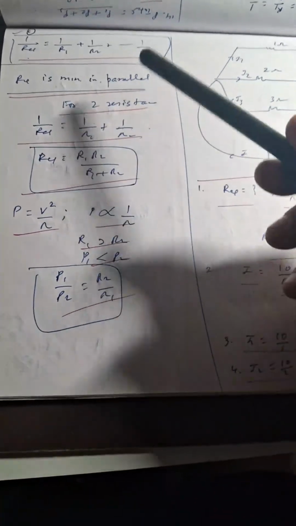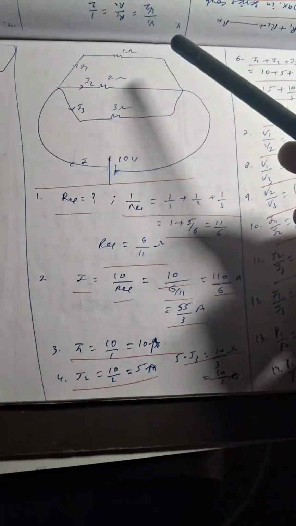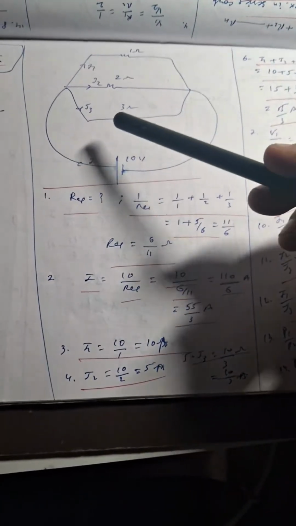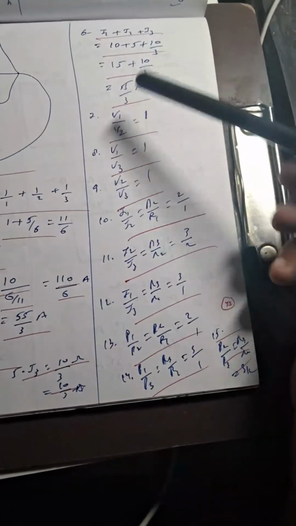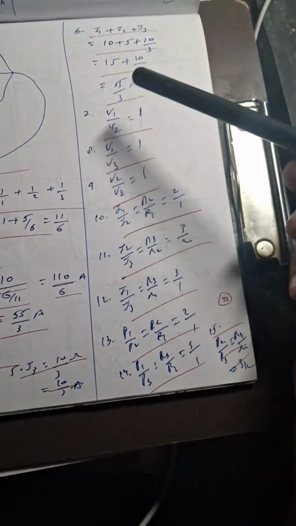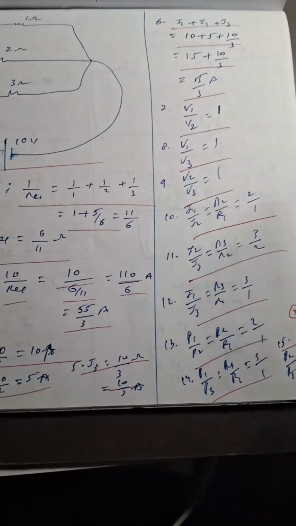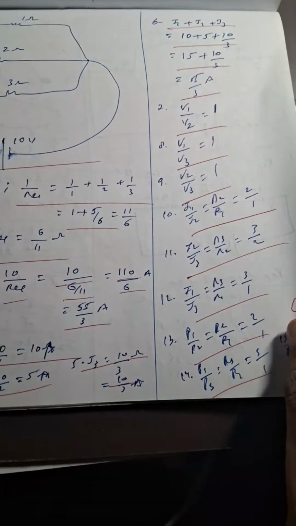Then we have certain calculations on minimum and maximum resistance, power liberated across the resistance, a numerical problem based on calculation of equivalent resistance, currents I1, I2, I3, ratios V1 by V2, V1 by V3, and calculation of various parameters related to the concept of electrical circuit.